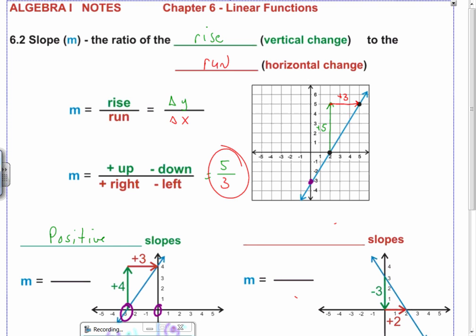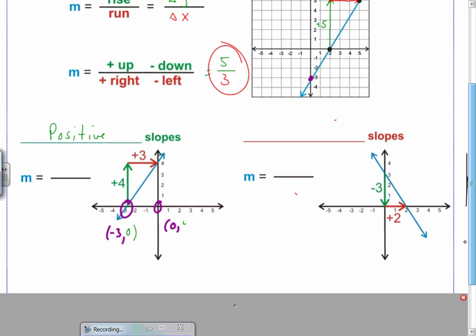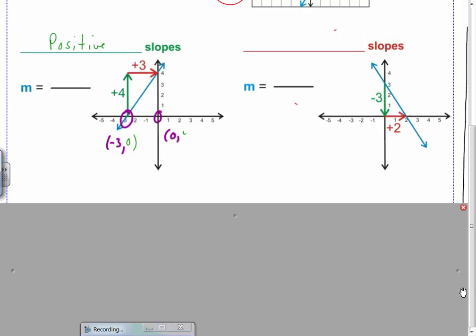You want a quick visual? Does the line go up as you move from left to right? And the answer is it does. And if it does, then it's a positive slope. And again, if you look at the numbers, what's the vertical change? 4. What's the horizontal change? 3. It's a positive 4 divided by a positive 3. Isn't that a positive slope? It absolutely is.